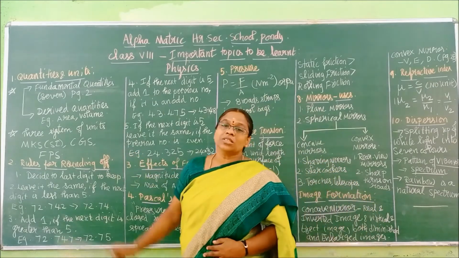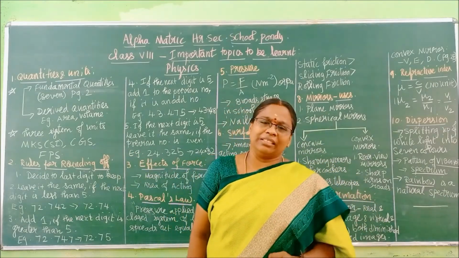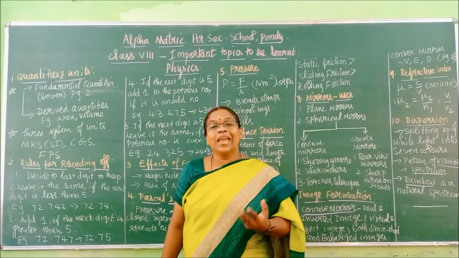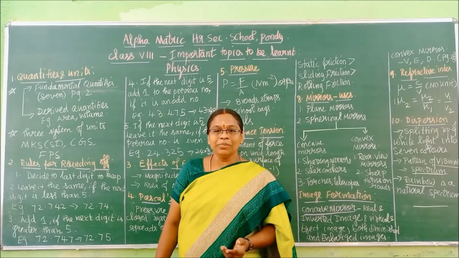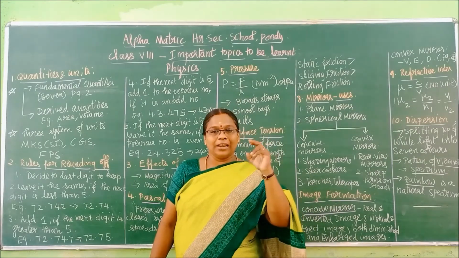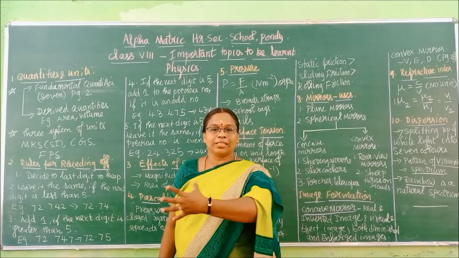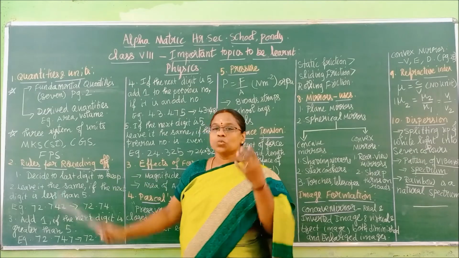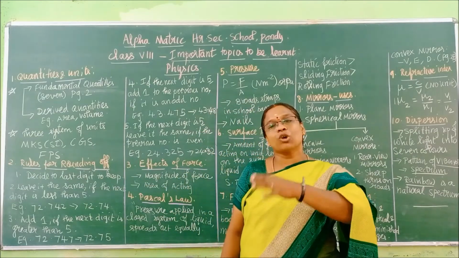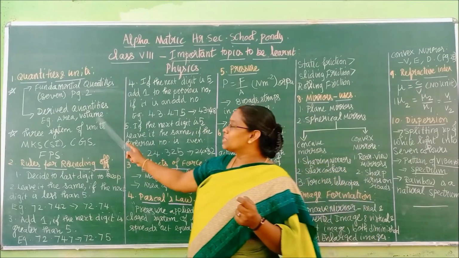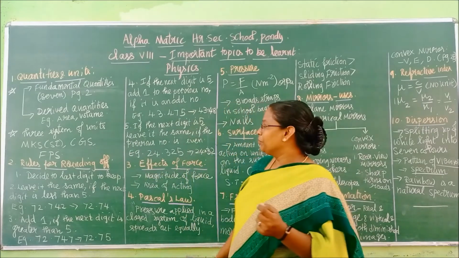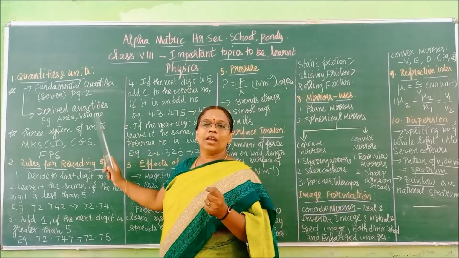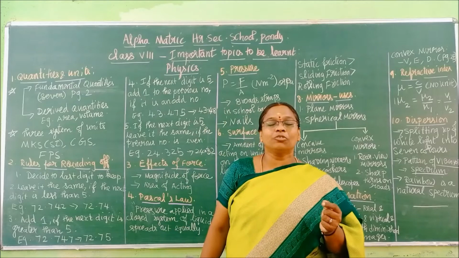So volume is 3 times length. What is the formula for volume? For a cube, we say a cubed, right? A means the side, the length. Length into length into length. Length is a fundamental quantity, right? So volume is one quantity expressed in terms of another quantity. That's why we say this is a derived quantity. Okay, so are you clear about fundamental quantities and derived quantities?